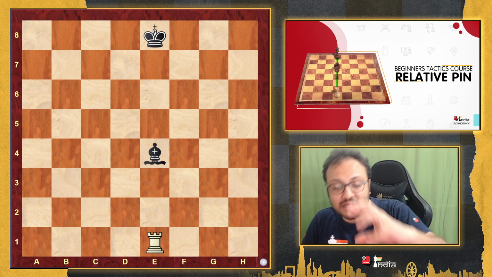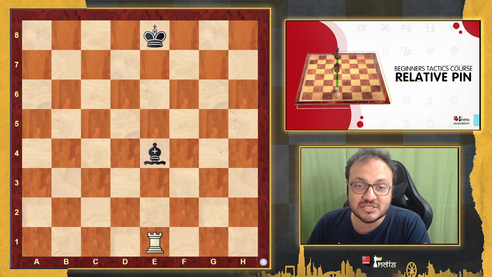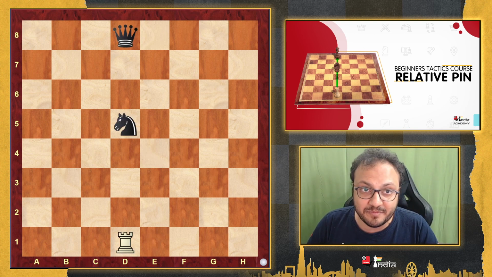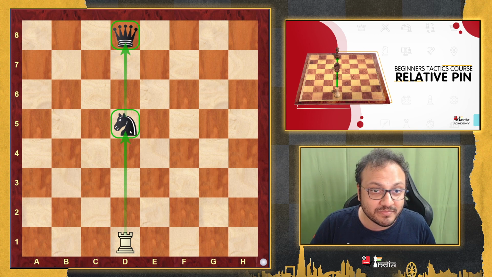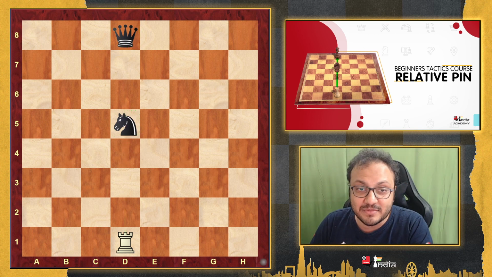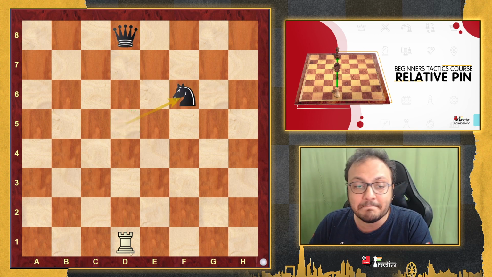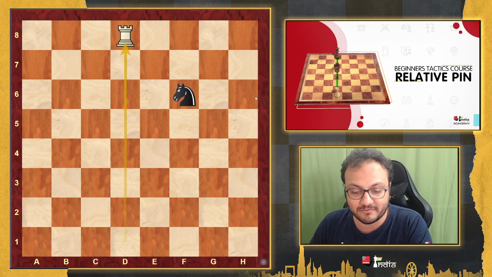But there's also another kind of pin which is known as a relative pin. As you can see in this position, the knight is pinned to the queen, but it can move. It is allowed by the rules of the game to move. So it can move away, but you would lose the queen.